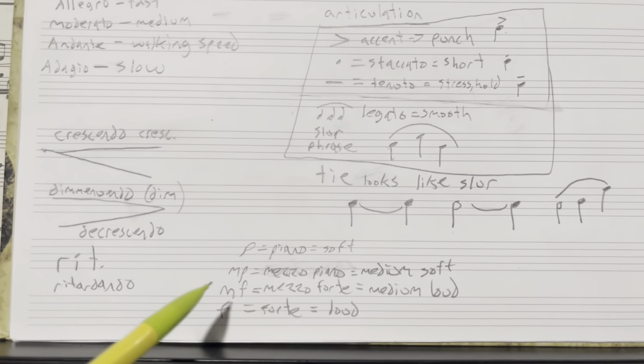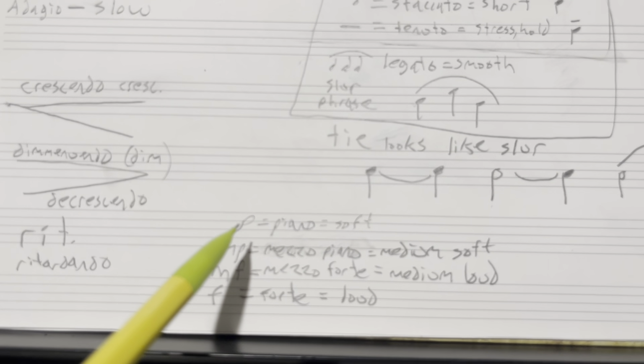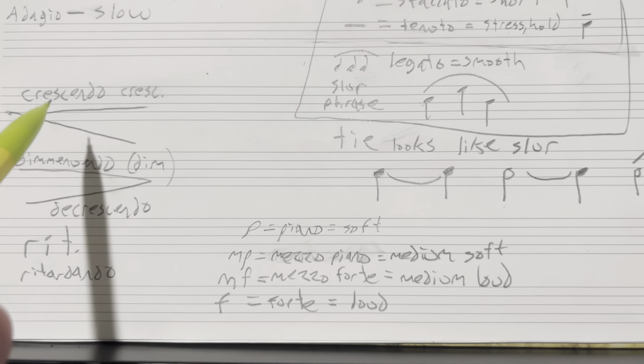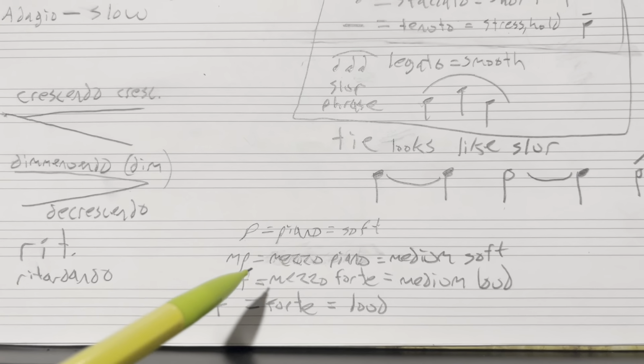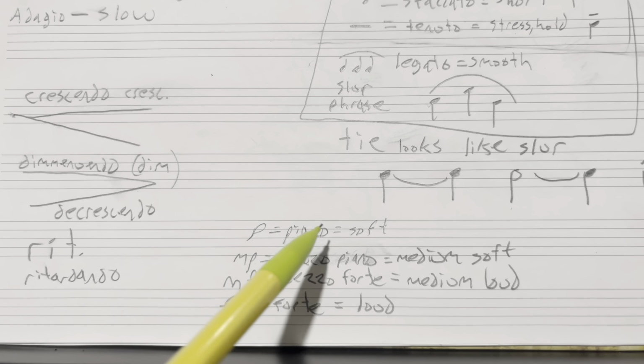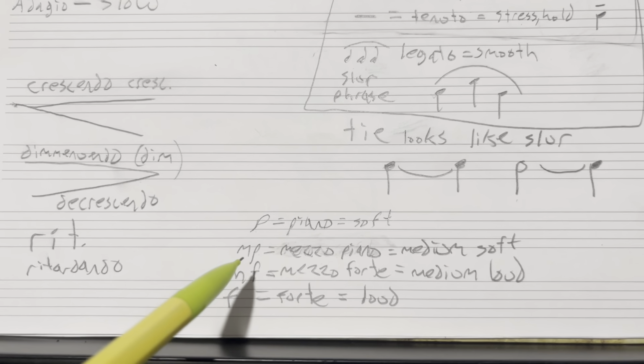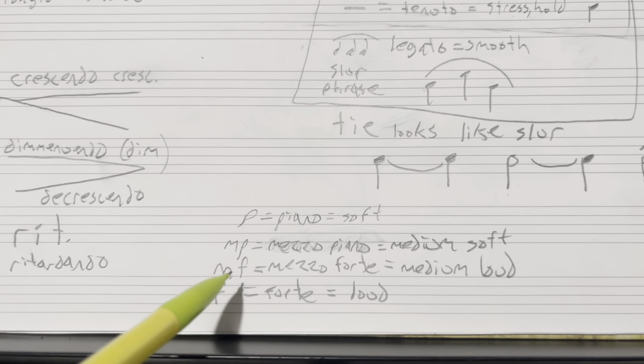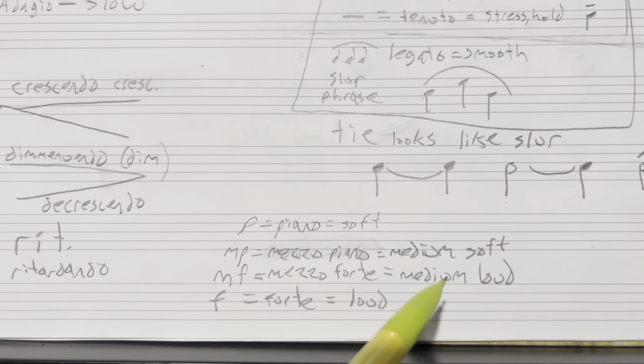And then we have the main dynamic volume markings here. So we have ways to manipulate the volume with crescendo, diminuendo. Then we have the main markings. P for piano, soft or quiet. Mezzo piano, MP, medium soft. MF, mezzo forte, medium loud.